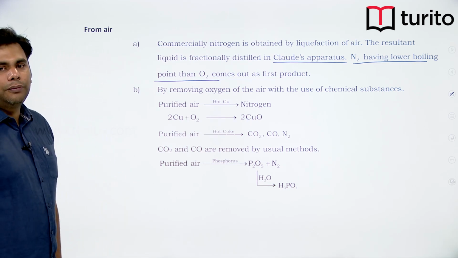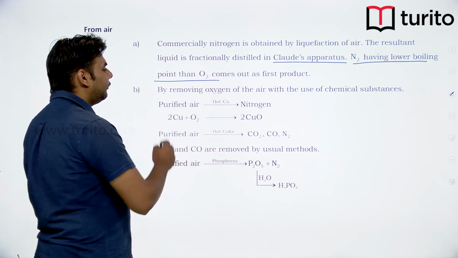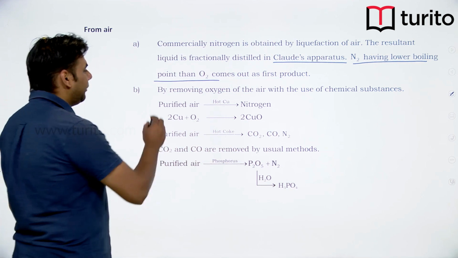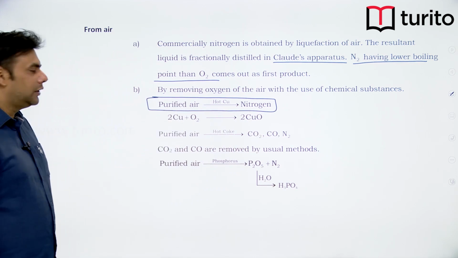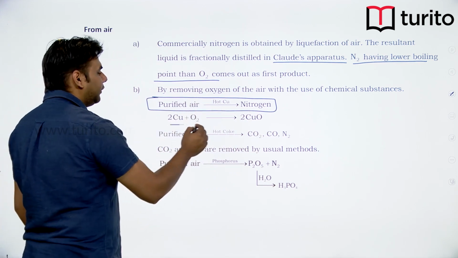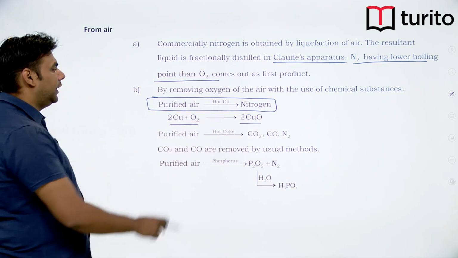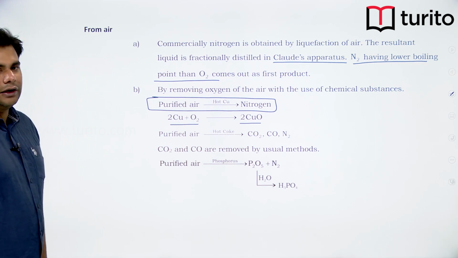Also we can do it by removing oxygen from the air. Oxygen can be removed from the air by heating it with hot copper. So what will happen if you take purified air and react it with hot copper? We will get nitrogen. Copper will react with the O2 present in the air and form copper oxide. So on heating with copper, oxygen is removed from the purified air and we are left with N2.